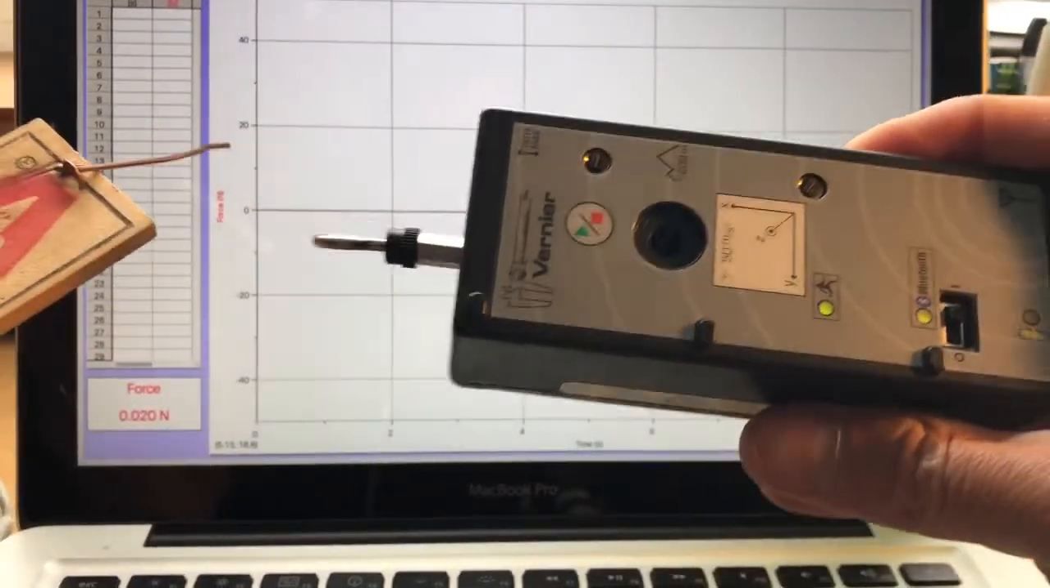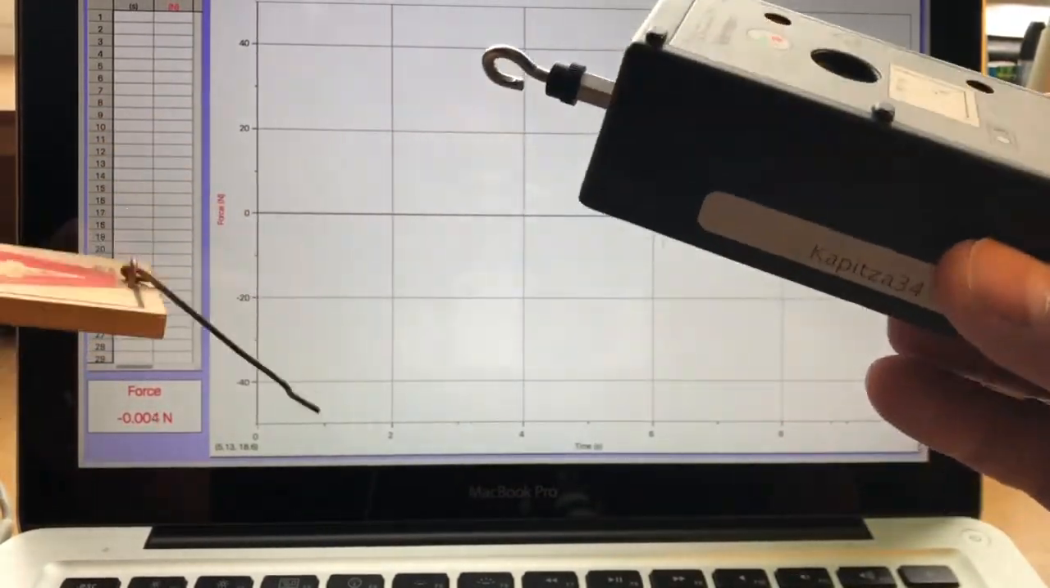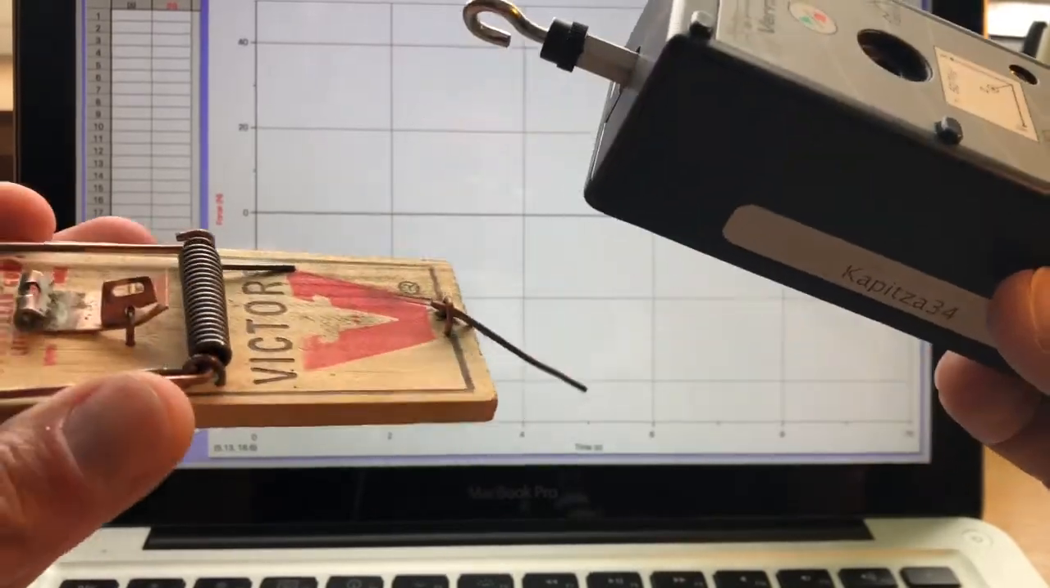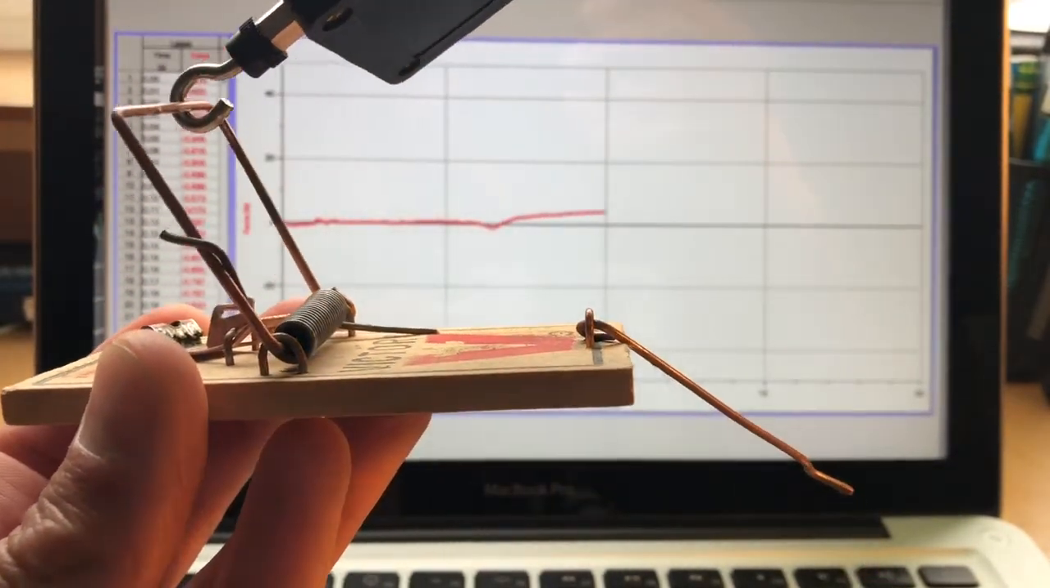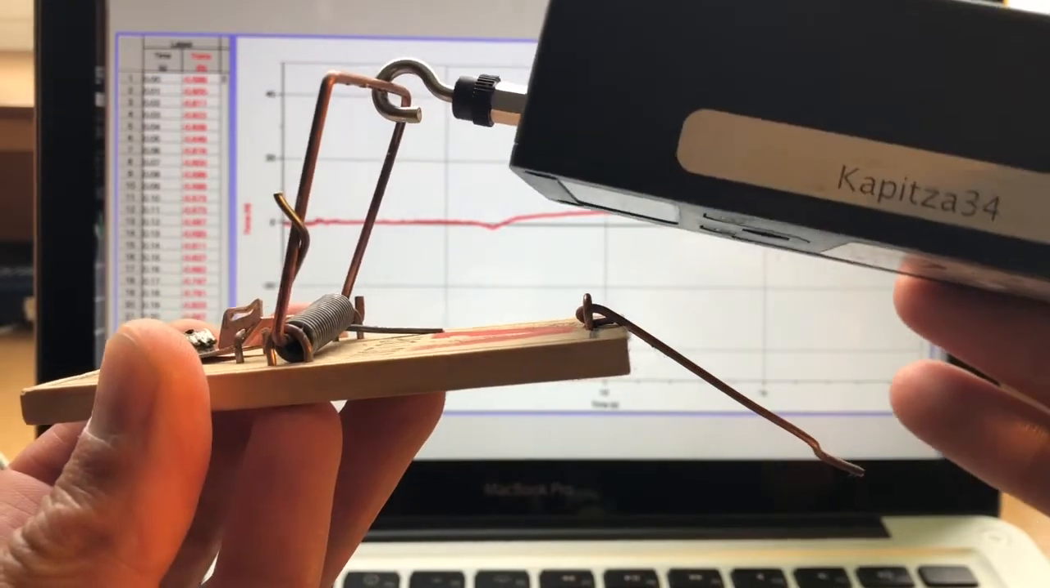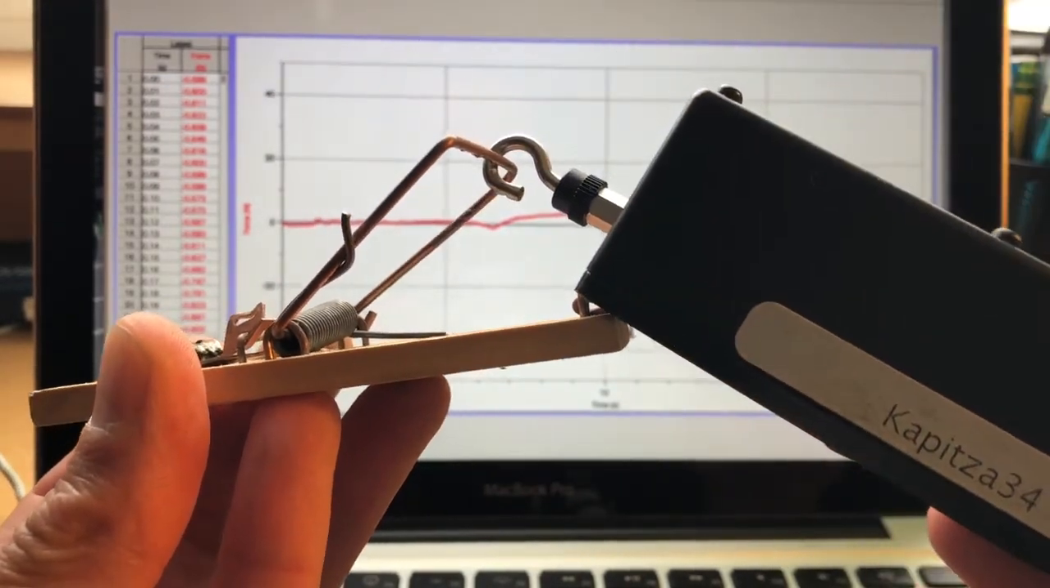So I have the force sensor here, and let's see if it's a linear curve. I'm just going to graph the force as we pull on the spring. All right, I'm going to pull it back. I'm going to start here and pull it at a perpendicular angle to the trap, like that. I'm going to go back down.